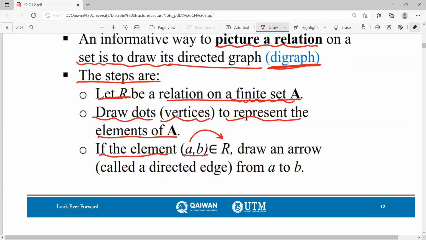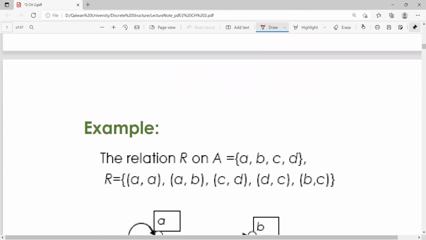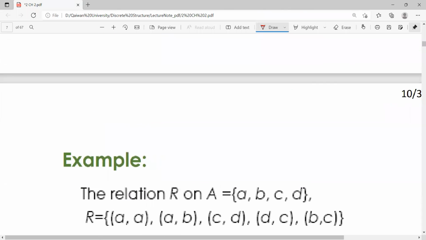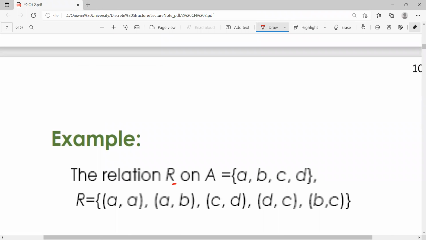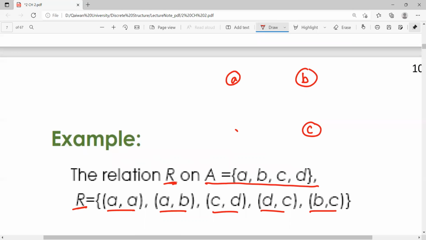Let's take an example here. We have a relation on set A. A is a, b, c, and d. And the relation is (a, a), (a, b), (c, d), (d, c), and (b, c). First, we should write down all elements of the set. What are the elements? a, b, c, and d. Let's say this is a, this is b, this is c, and this is d.